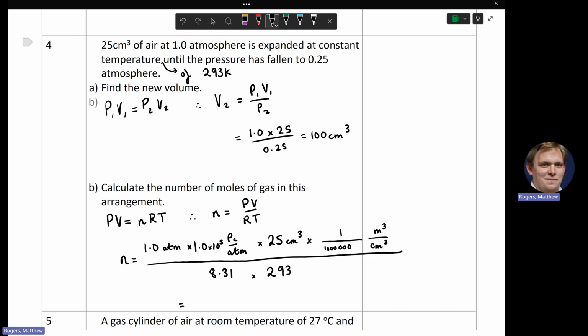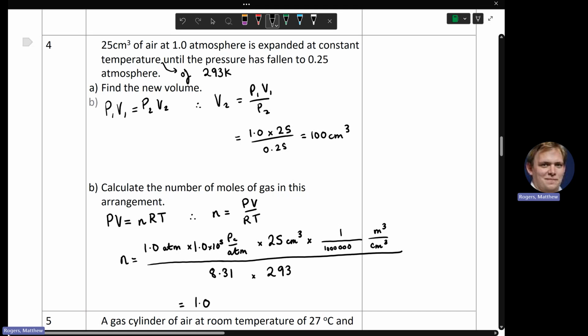So 1 times 10 to the 5 multiplied by 25 times 10 to the minus 6 divided by 8.31 times 293. That gives us the value of the number of moles of 1.02. So 1.0, when I write it to two significant figures, times 10 to the minus 3 moles.